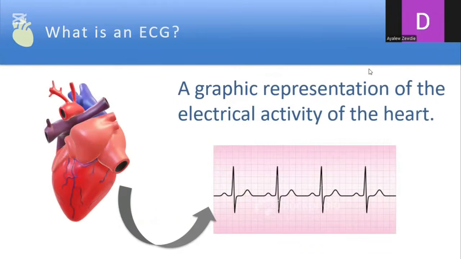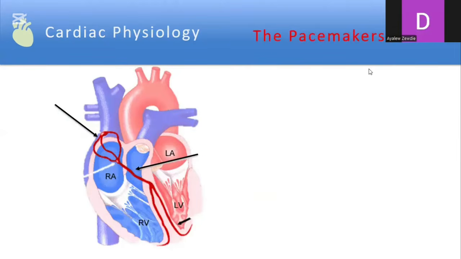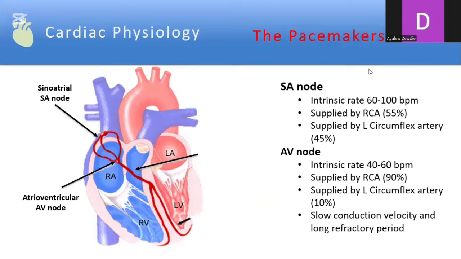So ECG is a graphic representation of the electrical activity of the heart. You need to know about cardiac physiology when you go to ECG. There are different cells called pacemaker cells. The first one is the SA node, the second one is the AV node, and the third one is the Purkinje fibers. The first predominant pacemaker is the SA node.